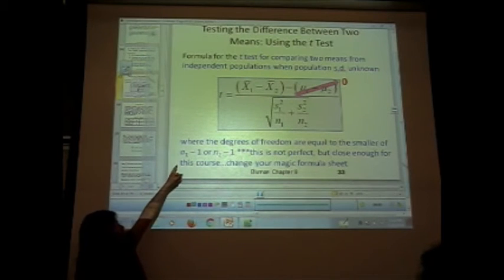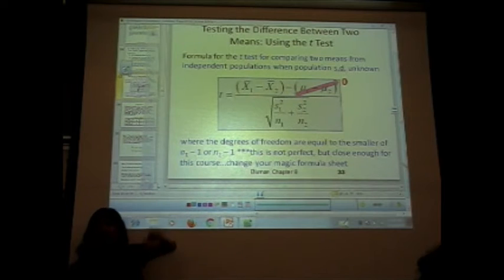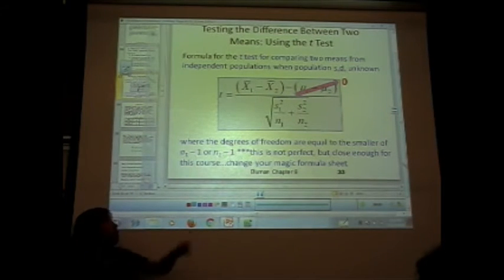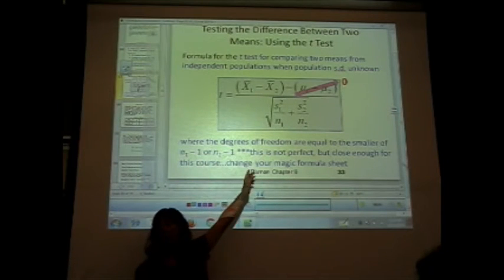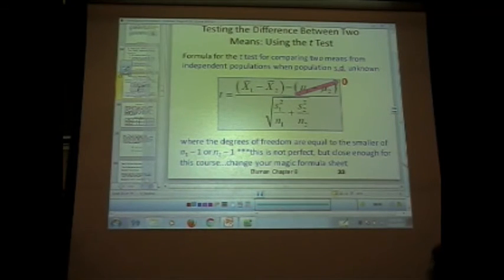Remember, your book is going to use degrees of freedom equal to the smaller n. You have two samples, right? n1 and n2, two sample sizes. Take the smaller n, and you subtract 1. That's what your book uses for the degrees of freedom for this one.